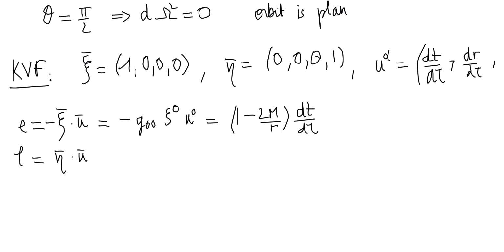And this, because it has only a third component, theta, will give us G33 U3, which if we compute gives r squared sin squared theta d phi over d tau. All right, so this is how we can find the conserved quantity on our orbit.